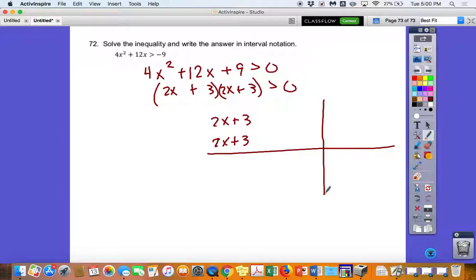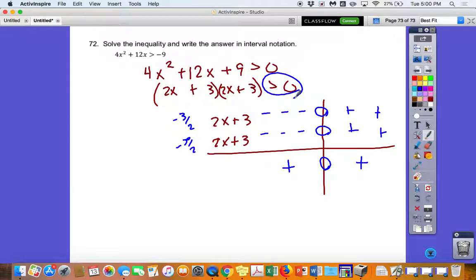The weird thing is you're going to have one bar because they're both going out at negative 3/2. They're both there. So this one is 0 here, left is negative, right's positive. This one's 0 here, left's negative, right's positive. So that gives me negative times negative is plus, 0 times anything is 0, positive times positive is plus. According to this, it wants to know greater than 0, which is only positives. It does not have the line underneath it, so it does not want equal to 0. So it's wanting a hole here, and it wants this, and it wants this.